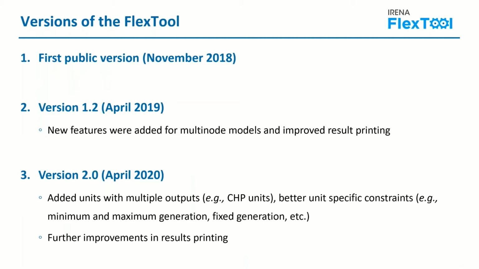Regarding the versions of the FlexTool, the first public version was launched in November 2018, after which we've had several updates. An updated version, version 1.2, was launched in April 2019, and this version had newer features and also an improved result printing. The latest version was launched in April of this year, and this is version 2.0. Again, this version had some further improvements in results printing, and also added units with multiple outputs and better unit-specific constraints.